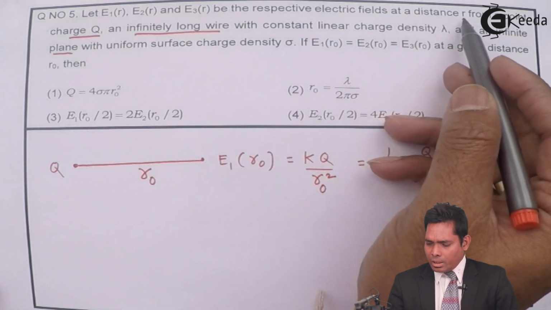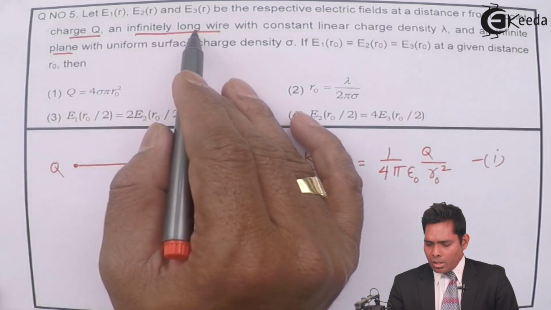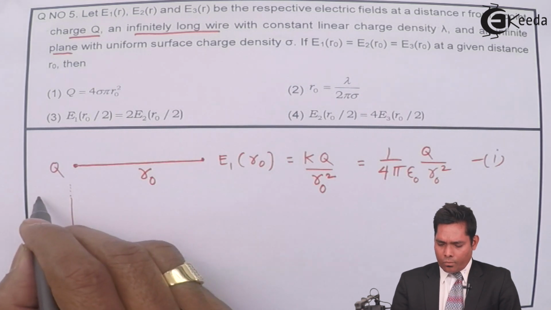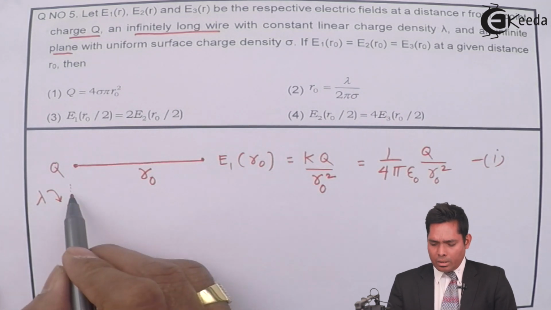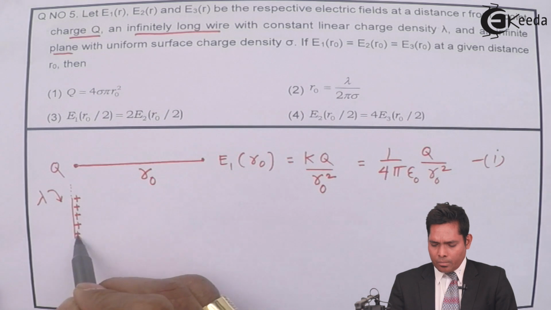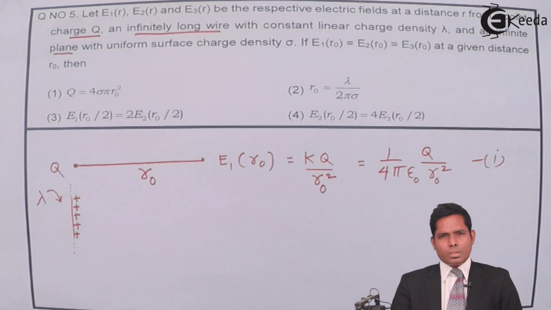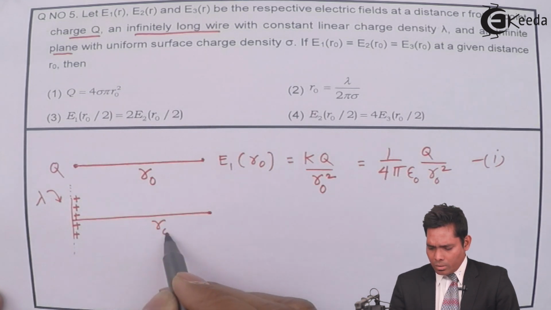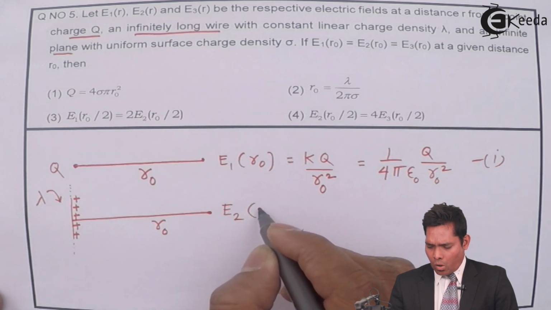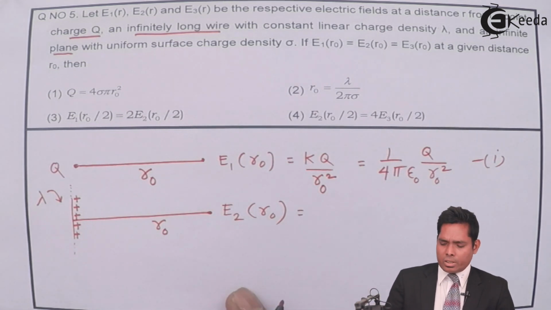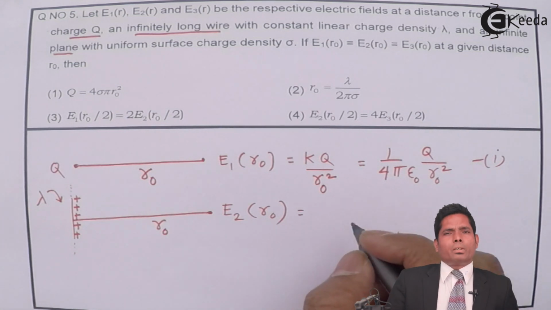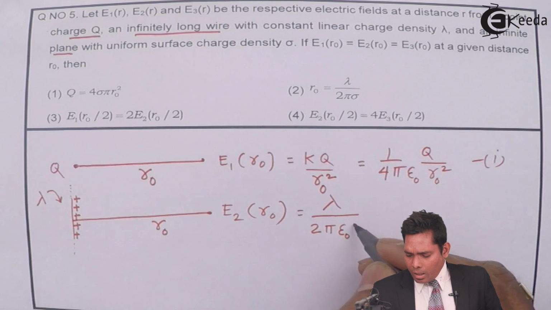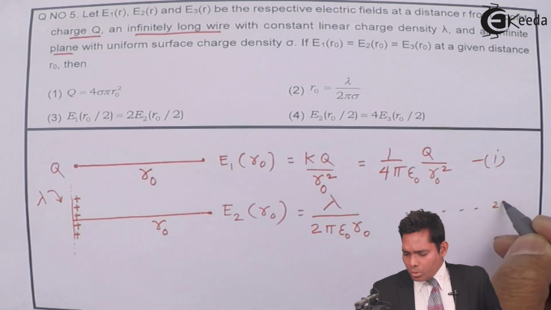Similarly, I'll go for the next object, that is a long, infinitely long wire. For an infinitely long wire of lambda coulomb per meter, the charge will be distributed. It is like a cylinder. So the wire is like a cylinder, and at the same distance R0, the electric field E2 of R0 is given by the formula lambda upon 2 pi epsilon naught r, where r is R0. This is equation number 2.